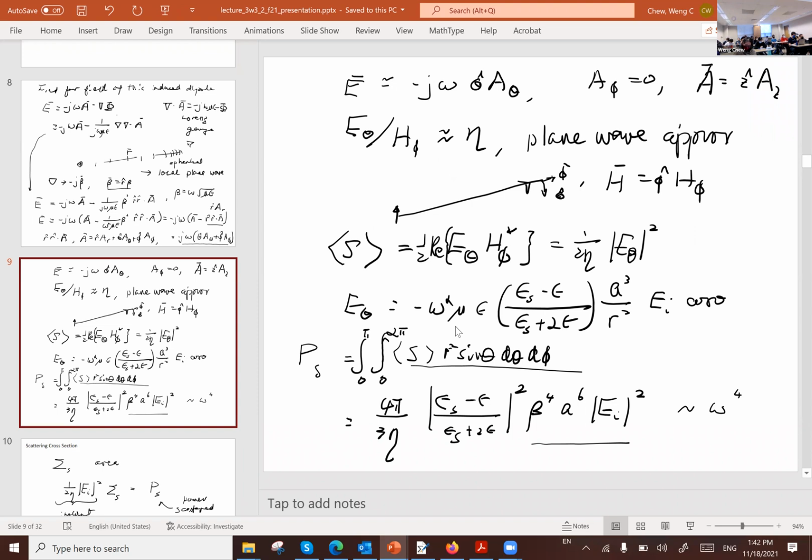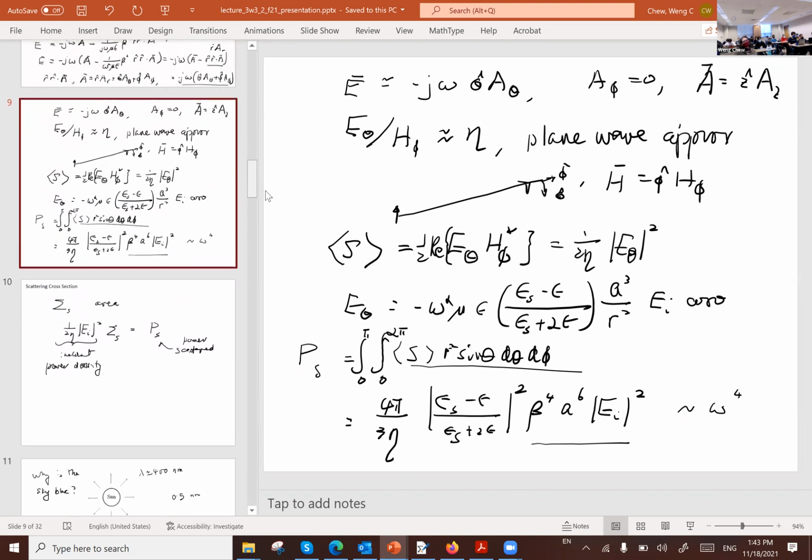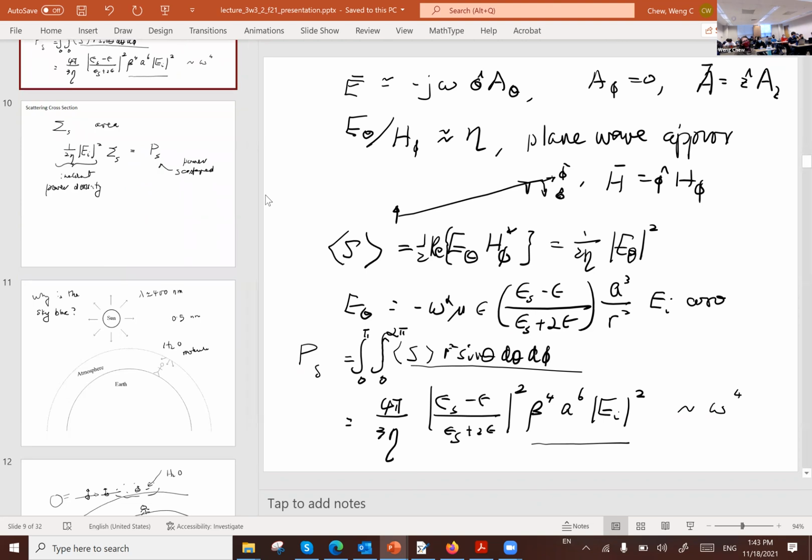So because the E field is proportional to omega squared, the power is then proportional to omega to the fourth power. So there are some things that you should notice about radiation due to charges. And because of this power scattered by one single scatterer, you can describe a scattering cross-section in this manner, where the incident power density times that area, the scattering cross-section, is equal to the power scattered. And by using this definition, you can find the scattering cross-section of the small particle.